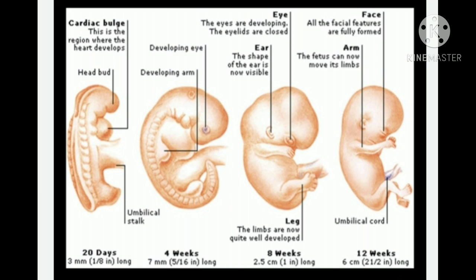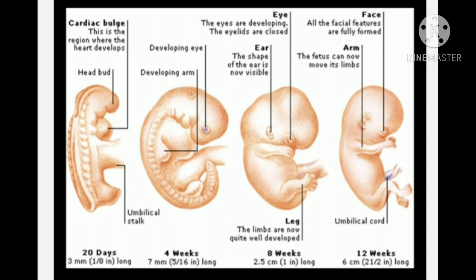Coming to the fetus at 4 weeks. The fetus at 4 weeks is 7 mm long. Then in this figure you can see the developing eye. The eye has been developing, and the arm is also getting developed at the 4th week.